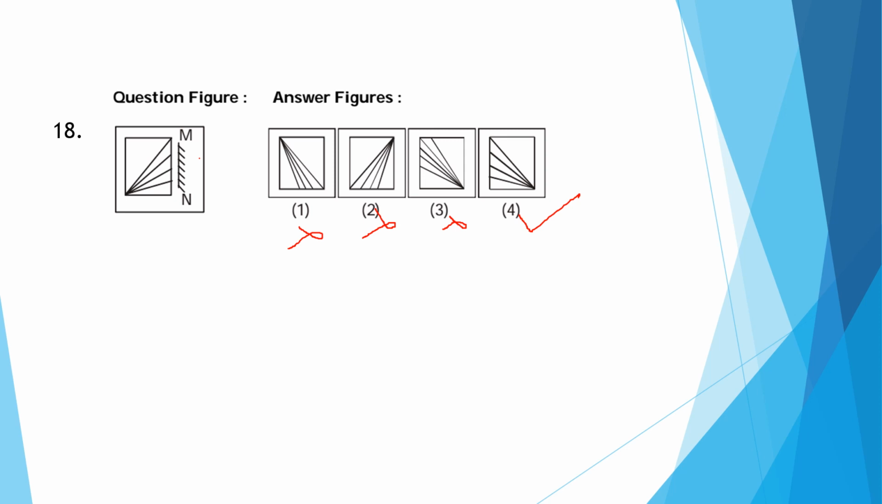See in these lines starting from left to right. So in this option, here right to left. So here left to right to left. So moving in this direction, here moving in this direction. So the correct answer is 4.